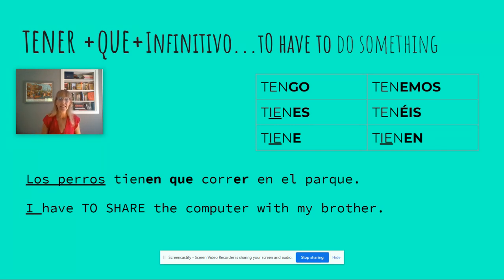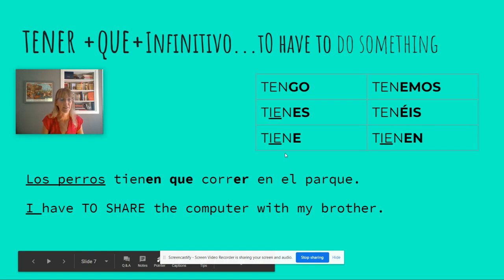Los perros tienen que correr. They have to. What is it that they have to do? They have to run. Notice we conjugated tener, and notice that our que does not have an accent. Qué with an accent means what? Qué with an accent means what? Cuál is which, qué is what. Que without the accent means that or than.